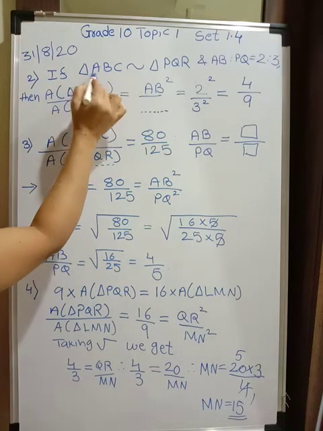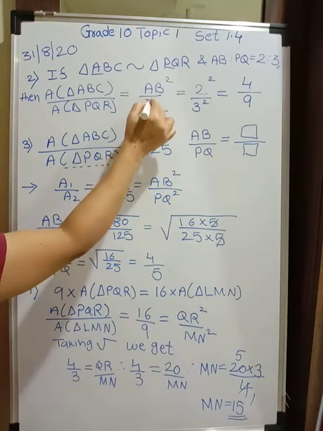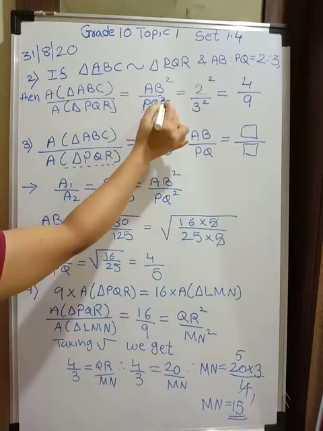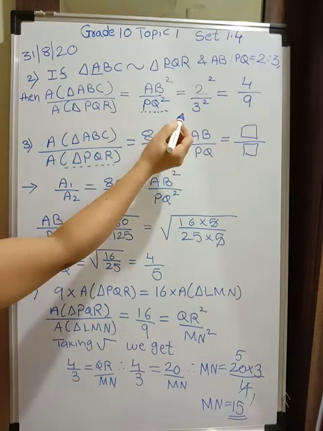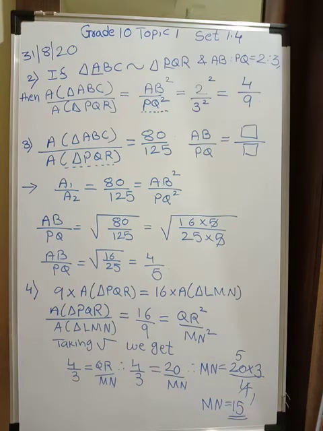Now see, AB has one-to-one correspondence with PQ, as PQ is given over there. So what will you write over here? PQ square. I am telling you again and again, do not forget to write the square. That is the point where students go wrong. So 2 square upon 3 square, automatically 2 square is 4 and 3 square is 9. So it is that easy.